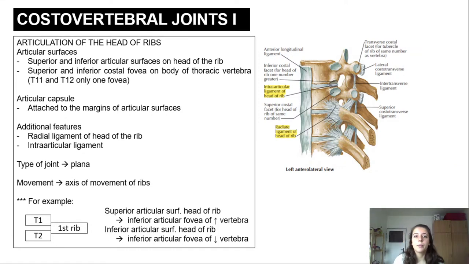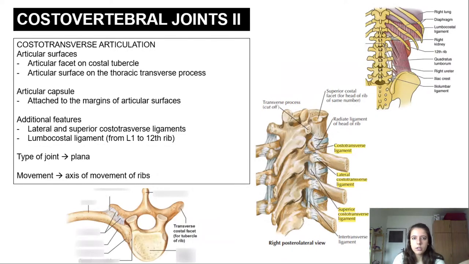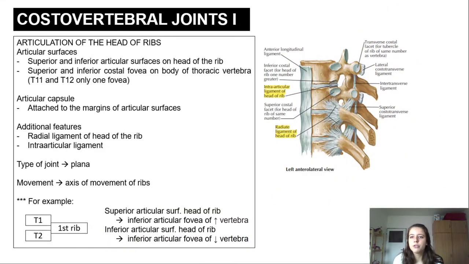Now we go to the costovertebral joints. They're not difficult, but you can mix the terms a little bit. There are two costovertebral joints. Let's talk about the first one, the articulation of the head of the ribs. We can see a rib here, and this is the vertebra with the superior and inferior articular facets for the head of the ribs. So there are two articular surfaces, and the two ones in the head of the ribs.